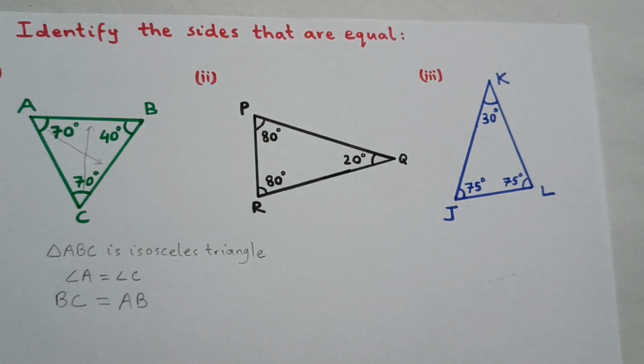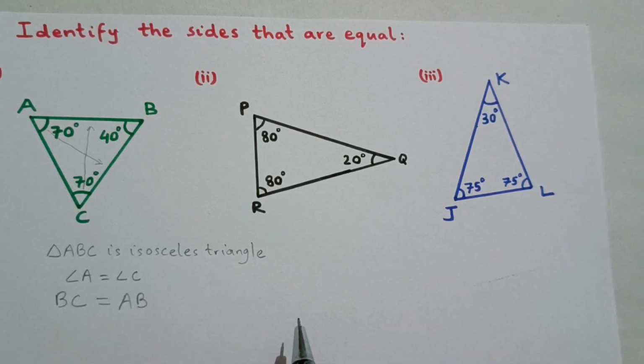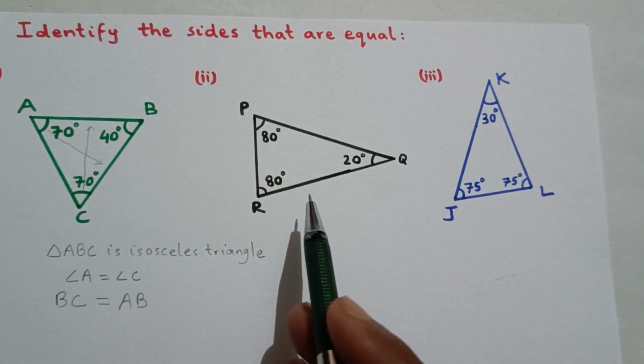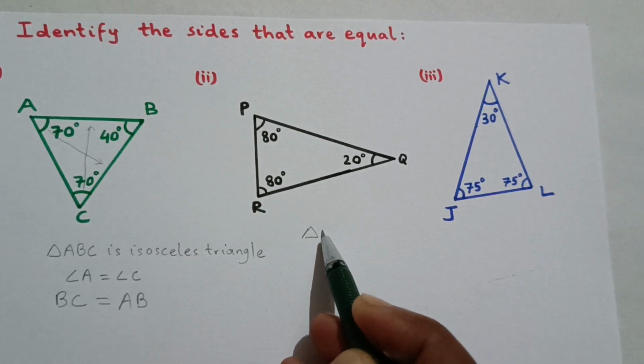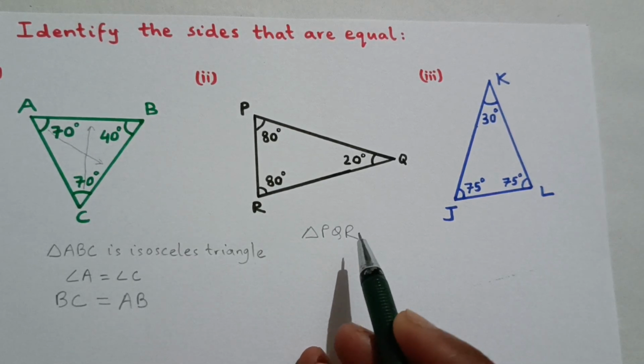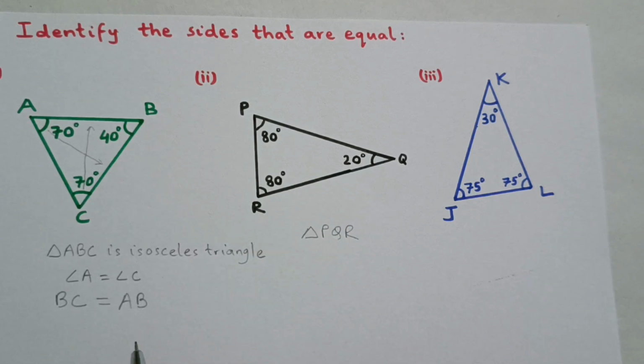Now similarly, let us do the remaining two questions. So here in question number 2, we have been given a triangle. So let us call this triangle PQR. Now in triangle PQR, we have been given the measure of all the three angles.